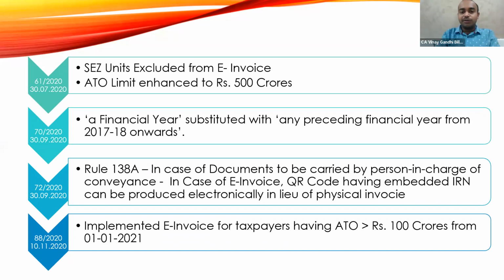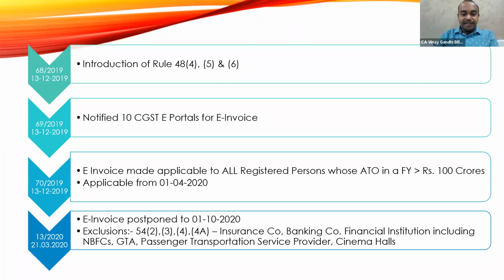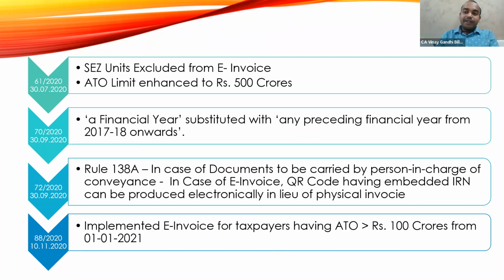SEZ units need not issue invoice, and the limit of 100 crores has been increased to 500 crores. So almost the number of people who are mandatory to generate invoice has been reduced, from 100 to 500 crores. And again, till then, the wording, as I said, was whose aggregate turnover in a financial year is greater than 100. They have made it not as a financial year, but any preceding financial year from 17-18 onwards.